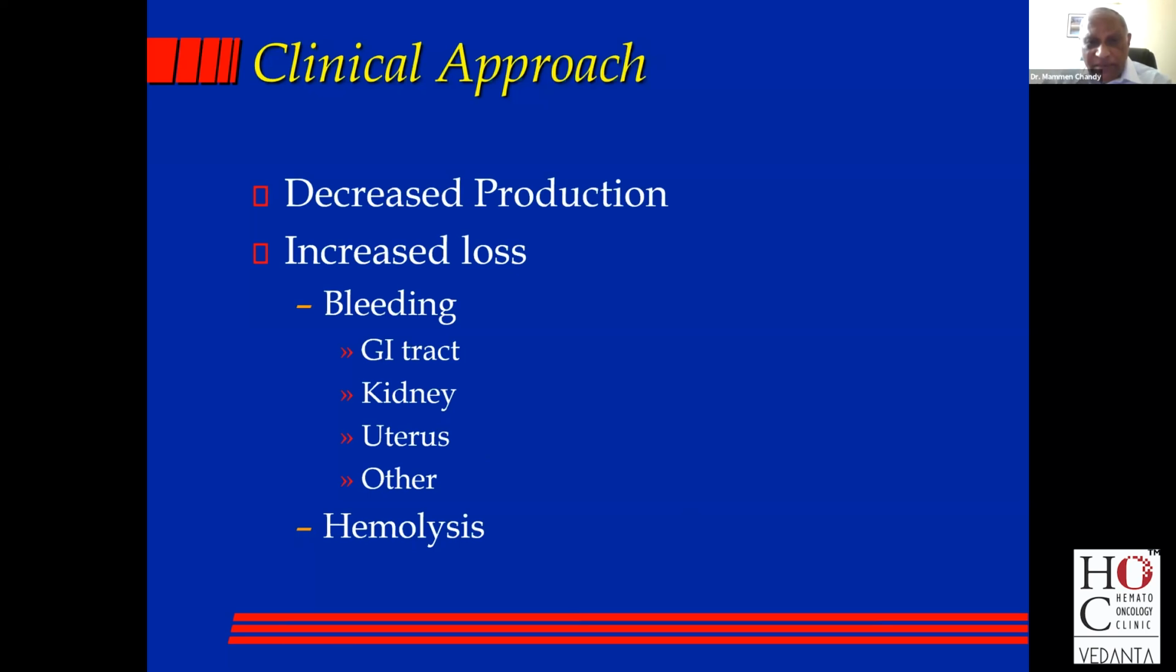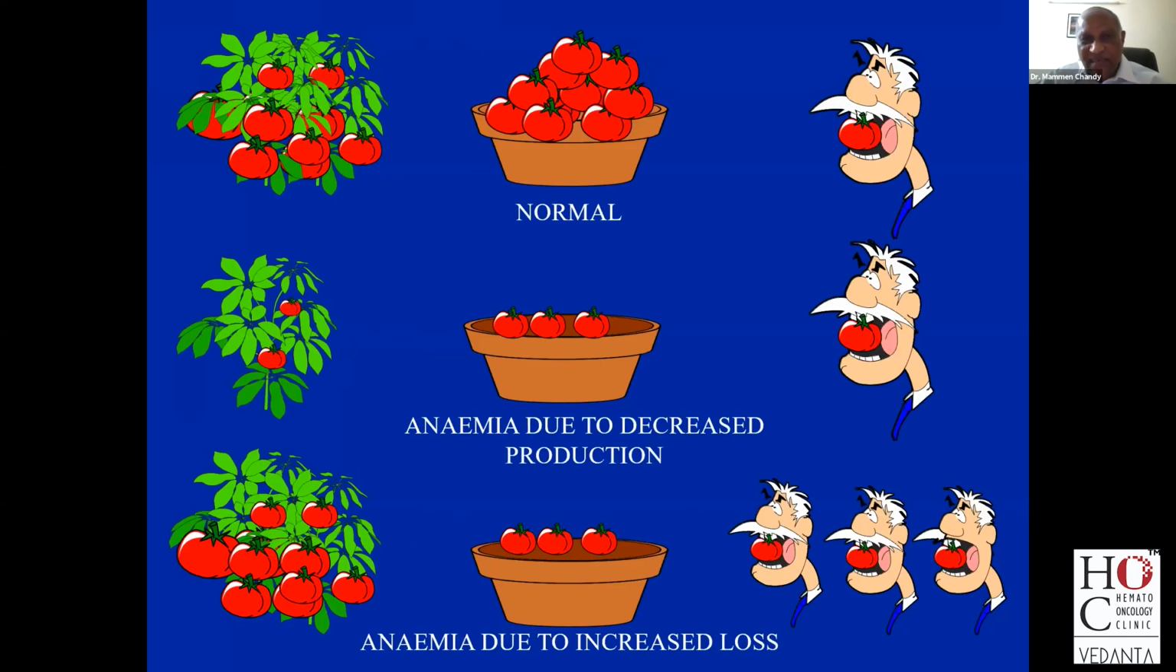Right? Now, hemolysis is the second condition where you lose blood, and I'll come to that in a minute. So I like this cartoon. This is tomatoes in the shop. This is the field where there's good production of tomatoes, and there is a normal consumption. So there is a level of tomato in the shop which is appreciable.